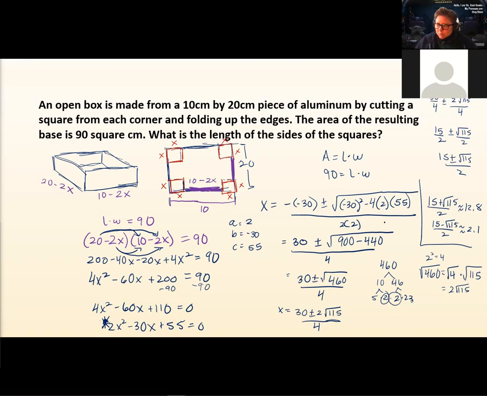It's too small? Well, 2.1, that square could fit in both the 10 side and the 20 side, right? But what about the 12.8? It's too big. Way too big. One of our sides is only 10. We can't cut a 12.8 square out of that. So the sides of our square is 2.1 centimeters.